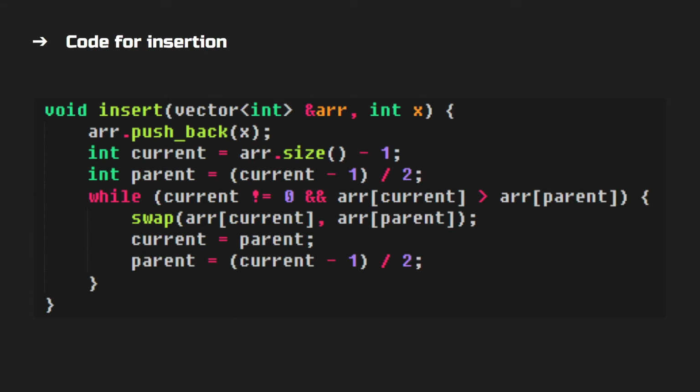Here is the code for insertion. We will insert our value to the back of the array. Then we will find the index of the current node and its parent. And we will keep running this loop until our current node is the root or the value of the current node is not greater than its parent. And we will keep swapping it.